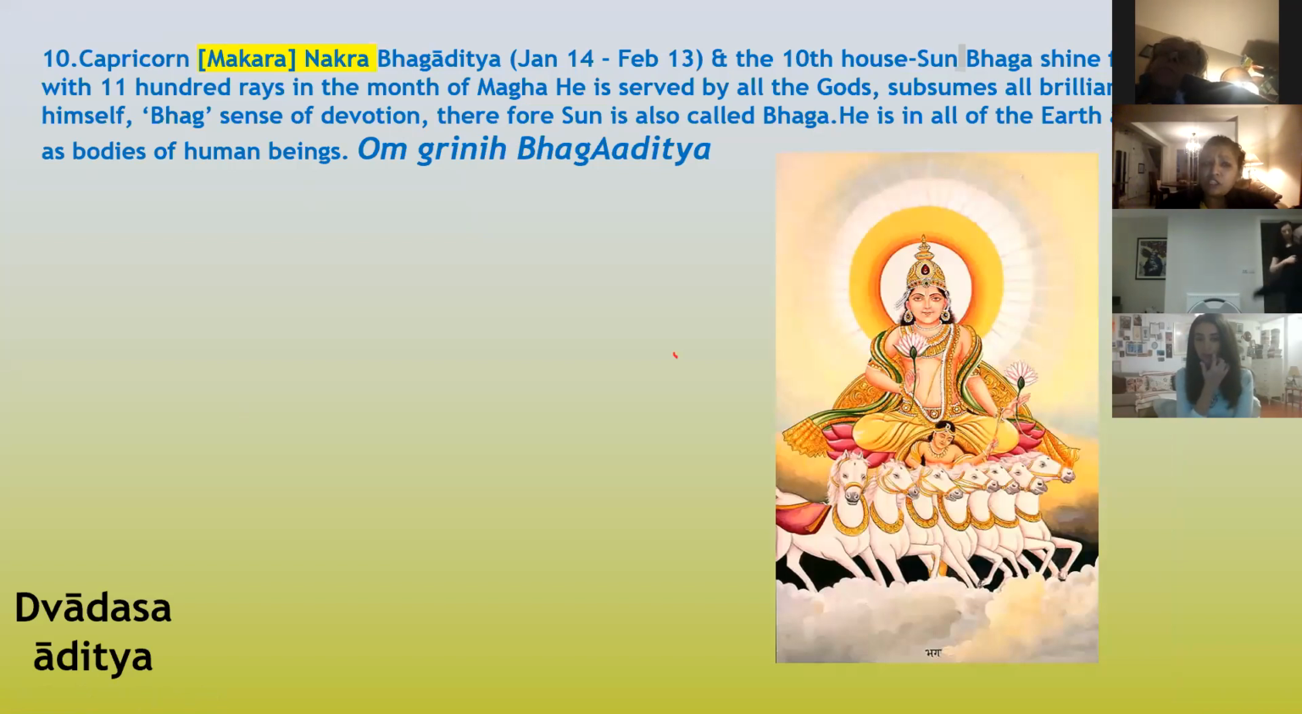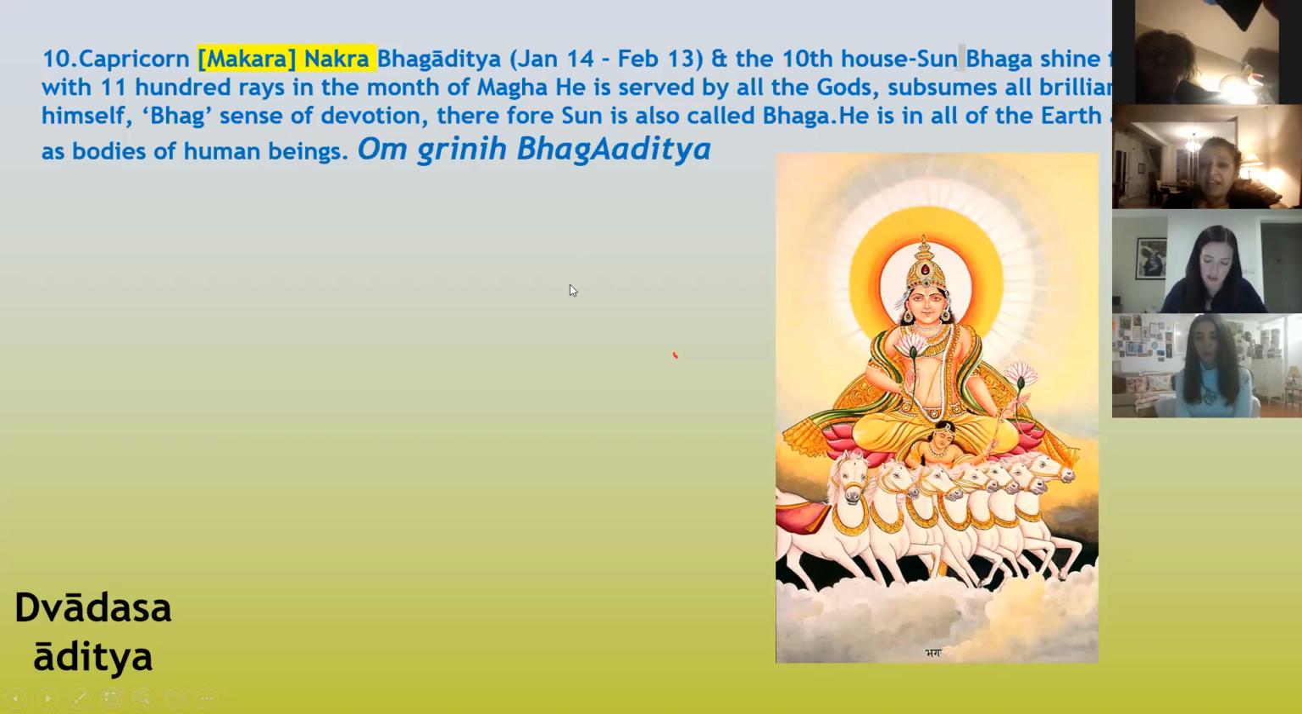Bhaga Aditya is for Capricorn, and he is from January 14th to February 13th. Or if you have sun in the 10th, that's Bhaga Aditya. And Bhaga shines forth with 1100 rays in the month of Magha. Magha is a beautiful month because when the sun goes into the sign of Capricorn, around January 14, 15, we have a great festival in India called the Makar Sankranti.